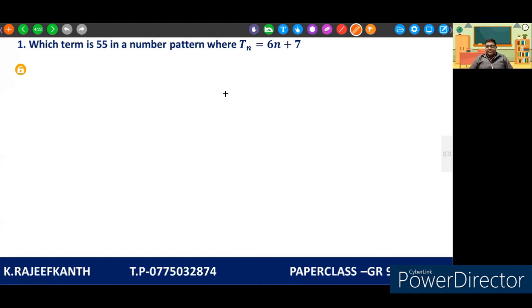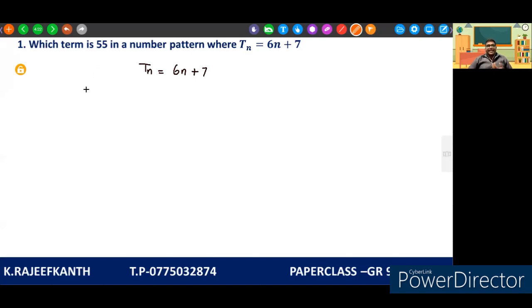Yeah, I think within 5 seconds you can find the answer. Here the question is which term is 55 in a number pattern where Tn is equal to 6n plus 7. Right. Here Tn means nth term or common term or general term. Here Tn is equal to 6n plus 7. Then what is Tn? Nth term. Here the question is which term is 55. Here we don't know which term is 55.